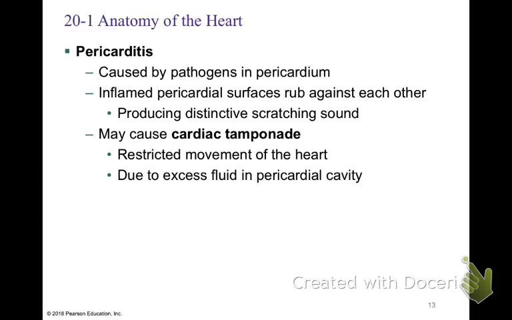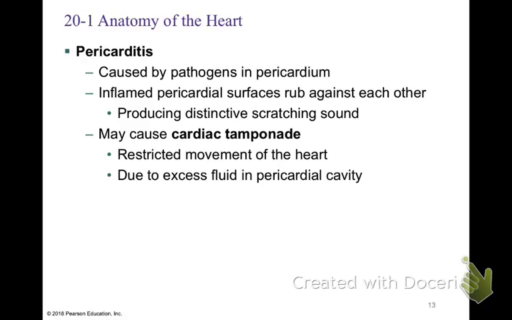Okay, this is all important because sometimes these membranes can get inflamed. Pericarditis is an inflammation of the pericardium, typically caused by a virus or bacterial infection. And what happens is that inflammation causes the surfaces to rub against each other with every beat of the heart. This is extremely painful. And it can also cause the accumulation of fluid in the pericardial cavity. And as that fluid accumulates, it kind of squashes the heart.